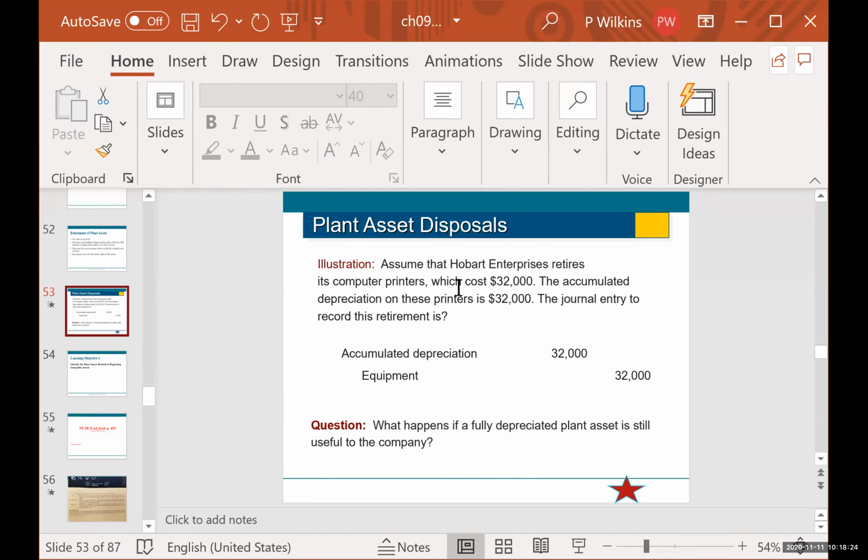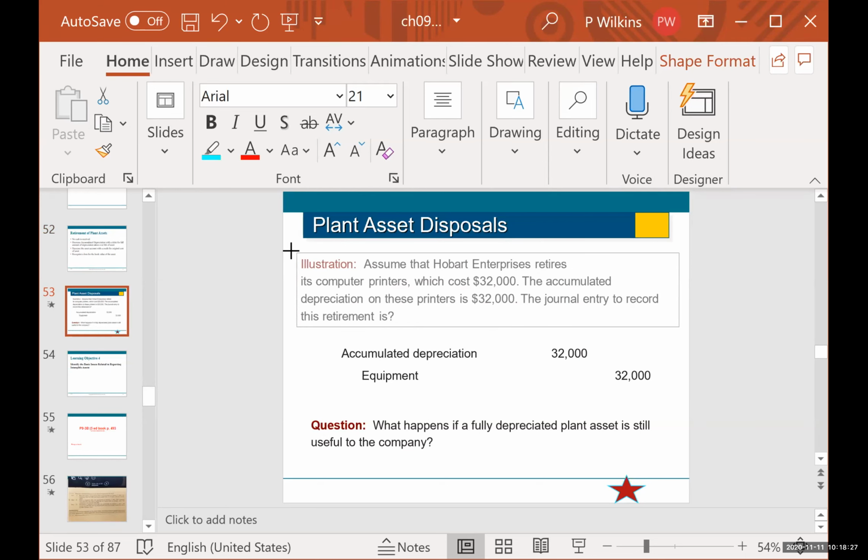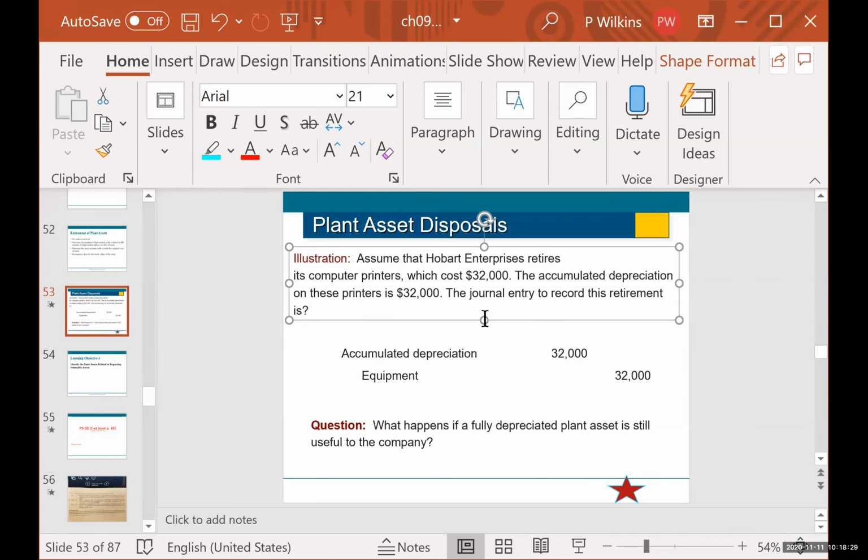So here's an example. Assume Hobart Enterprises retires its computer printers, which cost $32,000. The accumulated depreciation on these printers is $32,000. The journal entry to record this retirement is, so when the amount of accumulated depreciation equals the amount of the cost, then it's a fully depreciated asset. So all you have to do is get rid of the depreciation and get rid of the asset. So you're going to debit accumulated depreciation, $32,000 to clear out that account, and you're going to credit equipment, $32,000 to get rid of that account.